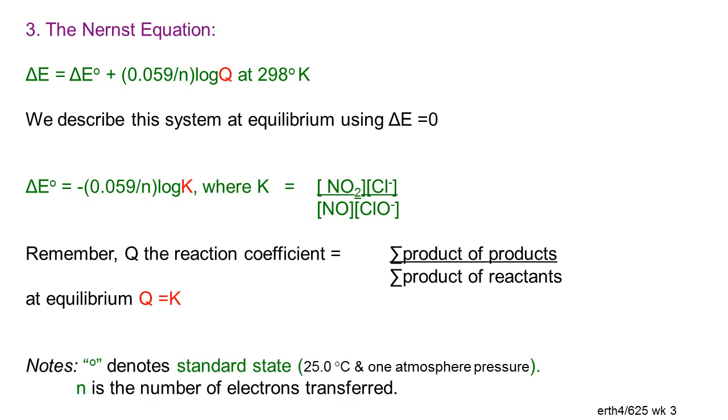Okay. The other notes on here, just to point out that that little degree sign, or the 0, denotes the standard state. Just to jog your memory, the standard state is 25 degrees C and 1 atmosphere pressure. 25 degrees C is 298 Kelvin. And N in this case is the number of electrons transferred. So if you go back to the prior half reaction that we talked about, in that case, N would be 2 because 2 electrons were transferred.